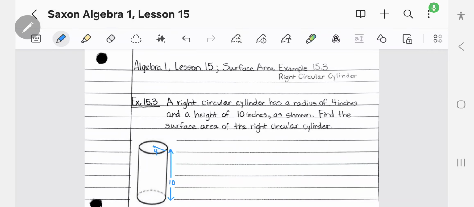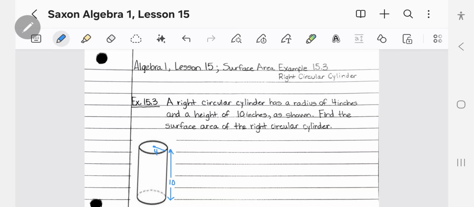This is Algebra 1, Lesson 15, Surface Area. It's example 15.3 for a right circular cylinder. Example 15.3. A right circular cylinder has a radius of 4 inches and a height of 10 inches, as shown. Find the surface area of the right circular cylinder.